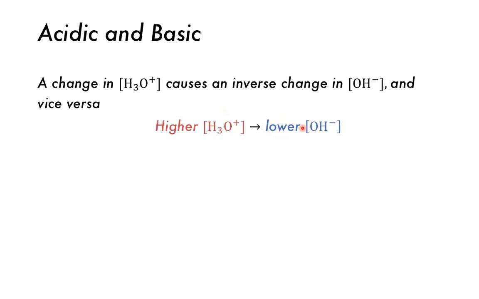So if we think about it, in an aqueous solution, there are so many OH minus ions, hydroxide ions. If there are too many hydronium or H3O plus ions, those will react with the OH minus ions, consuming them, so that at the end, all that we're left with is an excess of hydronium ions. The converse is true. If we have an excess of hydroxide ions, we will end up with lower hydronium ions.